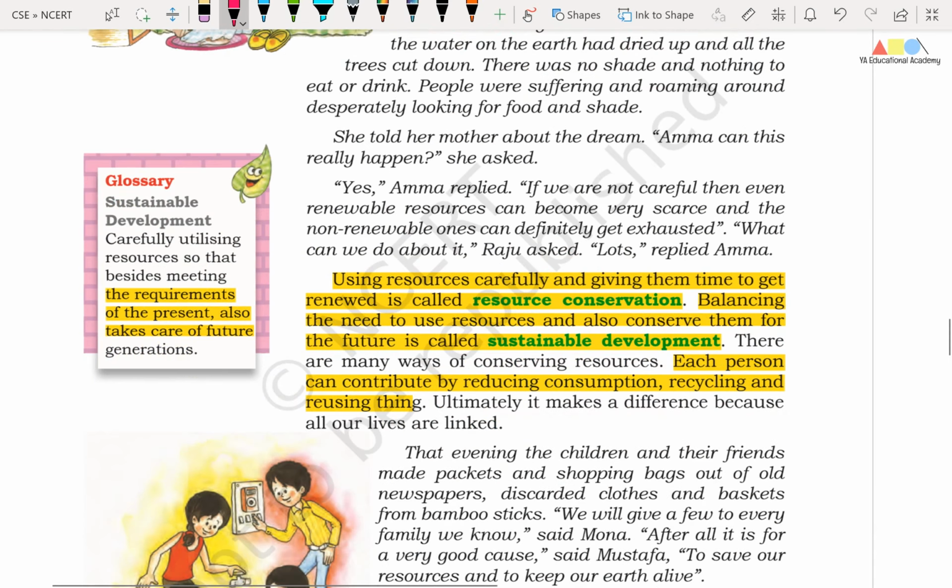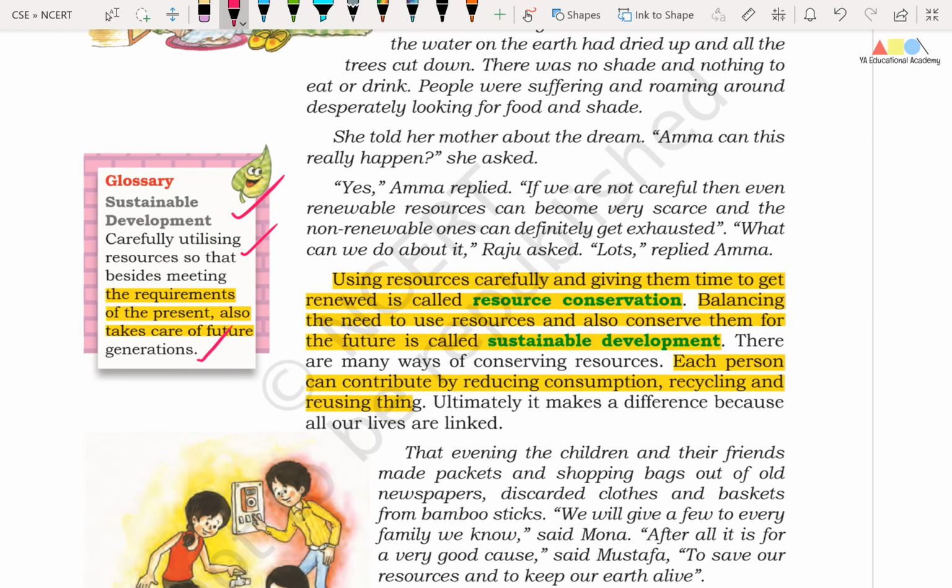Right friends, we will learn one more important term. It is a very important term, that is sustainable development. Friends, it is carefully utilizing resources so that besides meeting the requirements of the present, it also takes care of the future generations. So what is sustainable development? Sustainable development is we use resources for our development, and as well we conserve the resources for the use of the future generations.